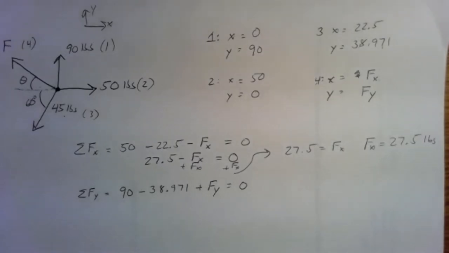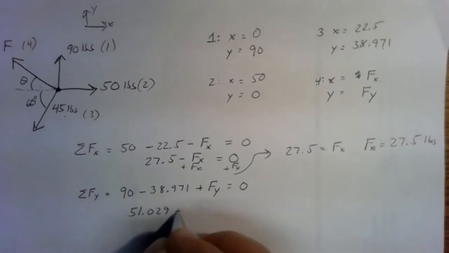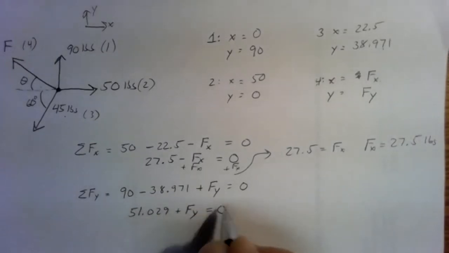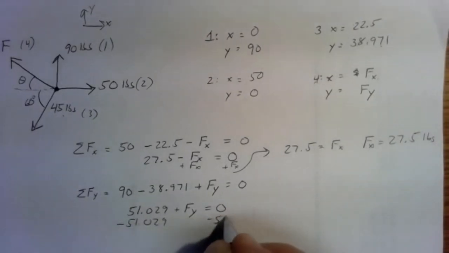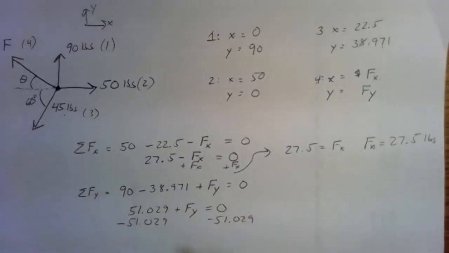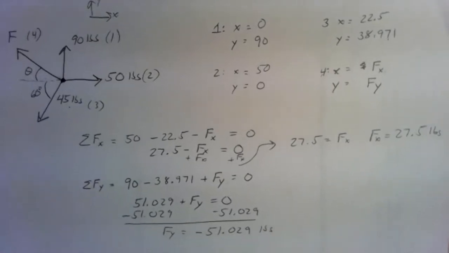Well, if we clean up the numbers a little bit, 90 minus 38.971 is 51.029 plus Fy equals 0. Well, if we subtract 51.029 from both sides, we'll get that Fy equals negative 51.029 pounds. That one came out negative.